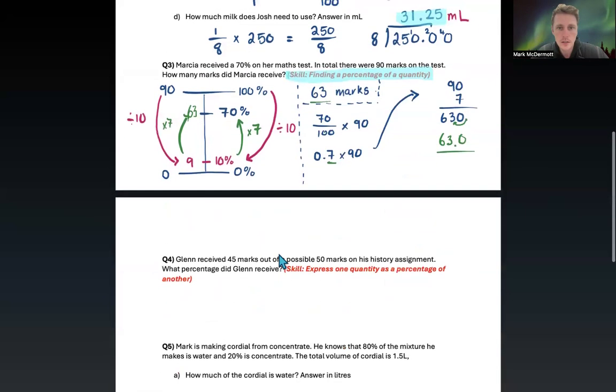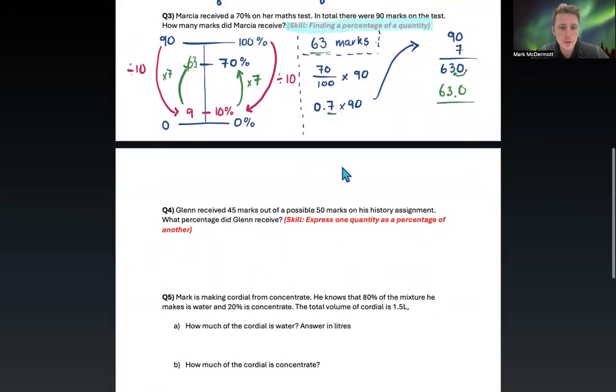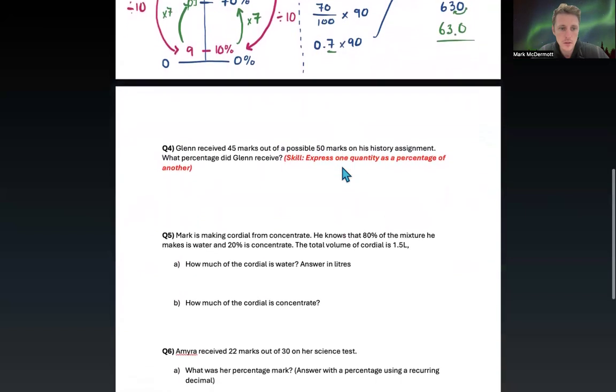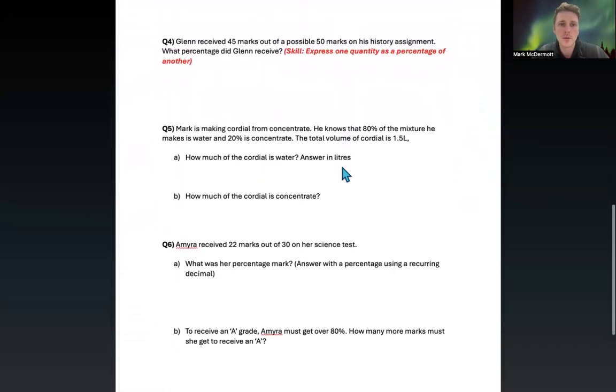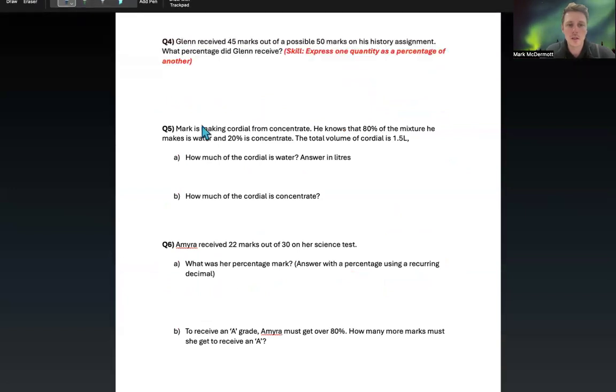Okay, so that is finding a percentage of a certain amount, so 70% of 90. Sometimes the question can be a bit different, like this one here. So this is a different problem. Glenn received 45 marks out of a possible 50 marks on his history assignment. What percentage did Glenn receive?